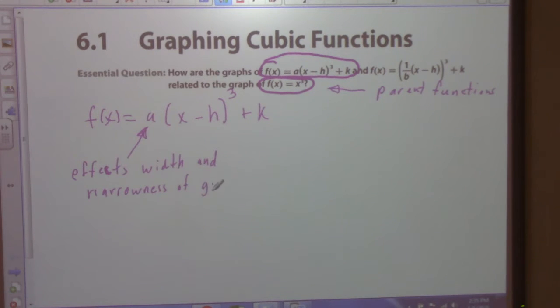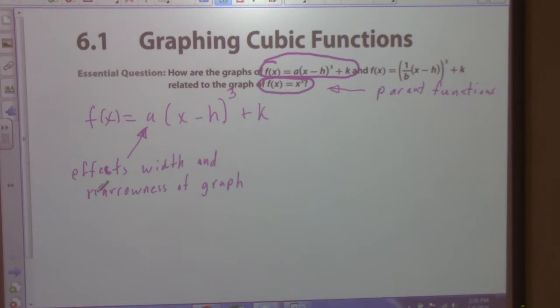Okay, does a deal with anything else besides the width and the narrowness of the graph? Yes, it does. What else does a do, besides if it's pointing up or down? Okay, so Jason decides if pointing up or down, so kind of that way.